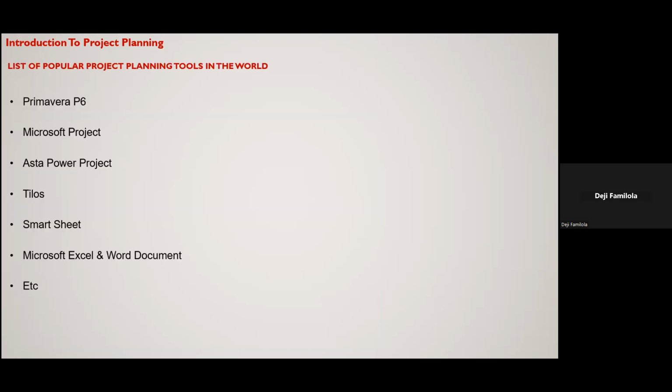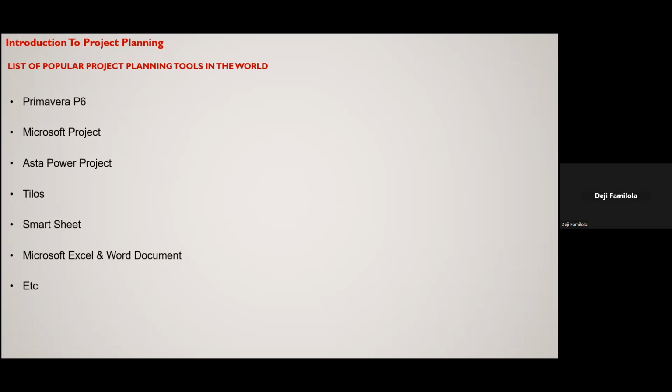So when it comes to planning, there are so many tools that you can use. In the planning world, you have so many tools. Even some people are using a Word document to plan. Some use Excel spreadsheets. Some use Smartsheet, which is a glorified Excel spreadsheet.